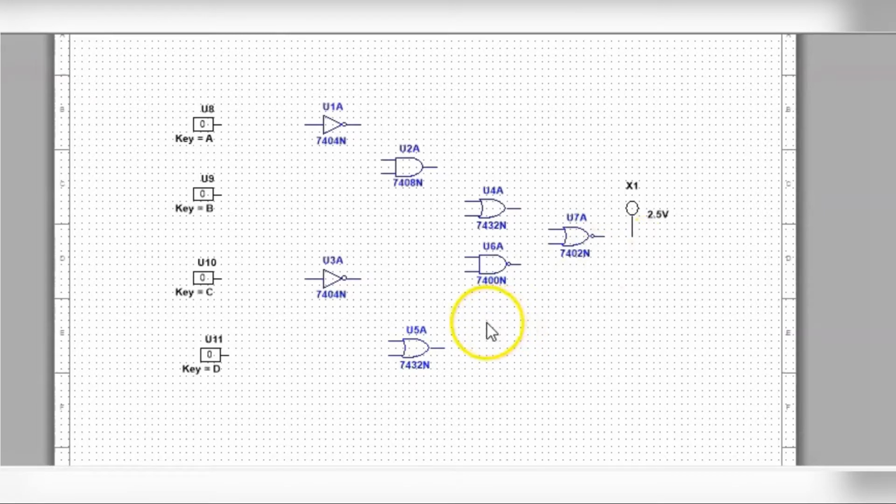After preparing the components, we connect all the components to each other. C at here, and B at here, C at here.